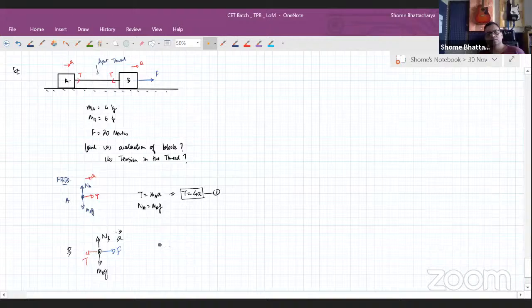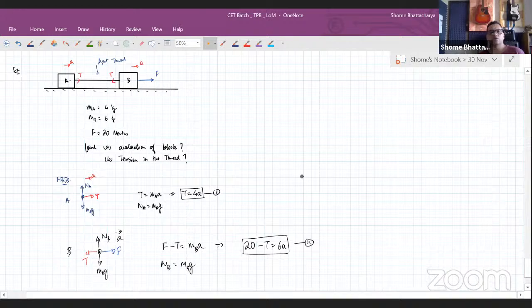So for this, along the x-axis we have the equation F minus T is equal to mass of B into acceleration. So F is given to us as 20. So 20 minus T is equal to mass given to us as 6a. This becomes our second equation. Whereas along the vertical direction, this balances the weight. So this is not really important. So now next what we have to do is solve equations 1 and 2 to find acceleration and tension. So note this down and try the solving part yourself quickly.